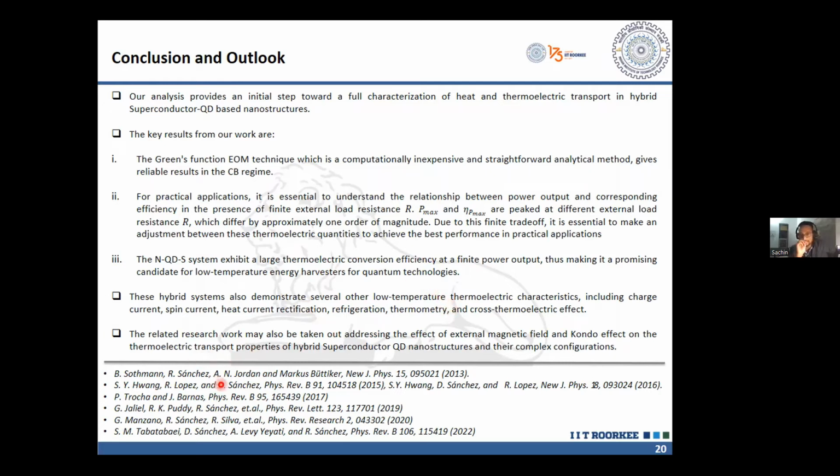And further, one can extend this work to a more complex configuration where one can have more than two reservoirs, or multiple quantum dots, or multiple level quantum dots, or one can also include the phonon conductivity, which is quite low at the temperature which we considered in this study. So here I stop.